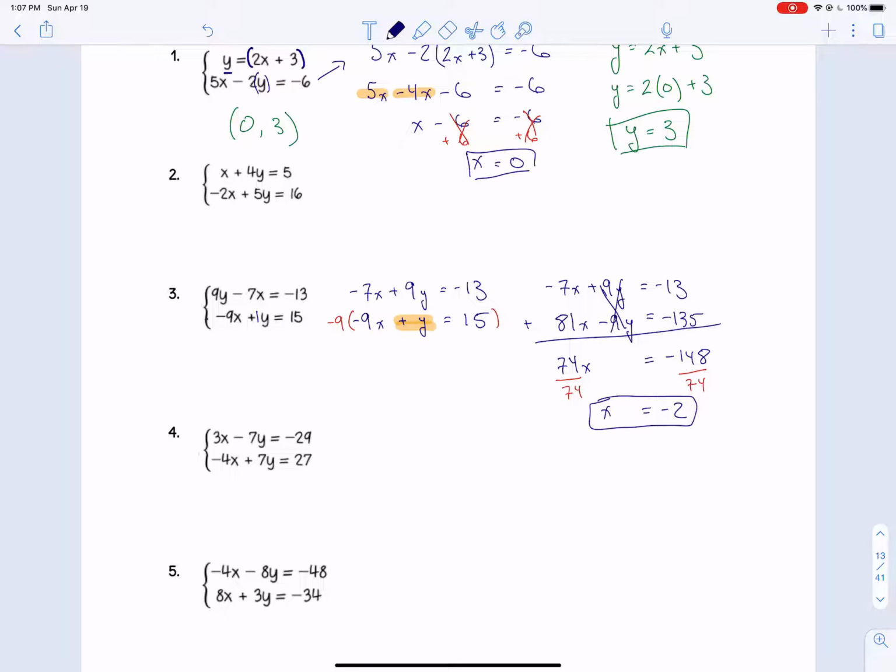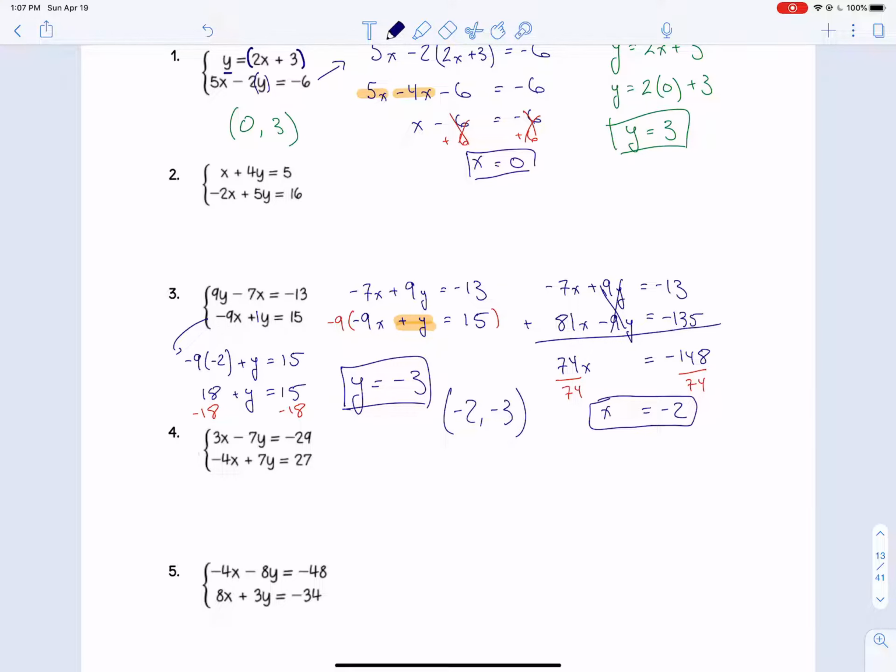Okay, so the second equation: negative 9, instead of x, I'm going to put negative 2, plus y equals 15. So negative 9 times negative 2 is positive 18 plus y equals 15. Subtract 18 on both sides. That leaves me with y equals negative 3. All right, and then our ordered pair is negative 2 comma negative 3. So here's one that looks a little messy. Let's see if we did this right.